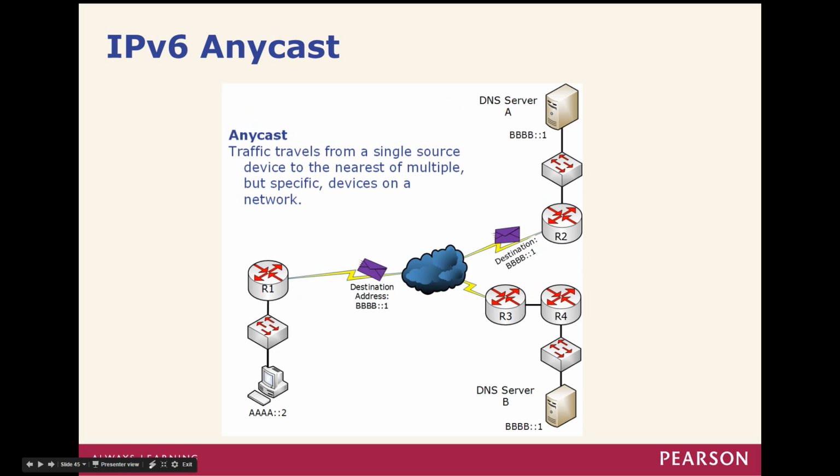Then we have the IPv6 Anycast. So this is a new and different thing. This is essentially going from a single source to the nearest device on the network. So it may pick between different routers, which ones are close, which ones are more available, which ones have more speed associated with them, but this is meant to be more efficient. This is a more efficient way of dealing with packets in IPv6.